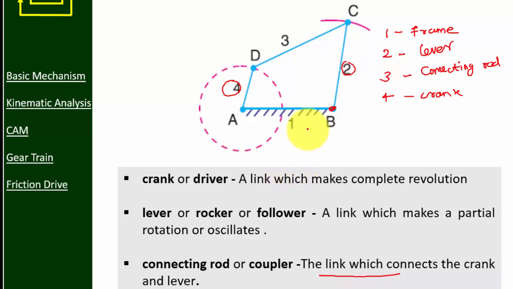While representing, you have to represent it like this. First draw the diagram, mark 1, 2, 3, then mark the hidden dotted lines, then represent 1, 2, 3, 4 separately, and then indicate 1 as frame, 2 as lever, 3 as connecting rod, 4 as crank.